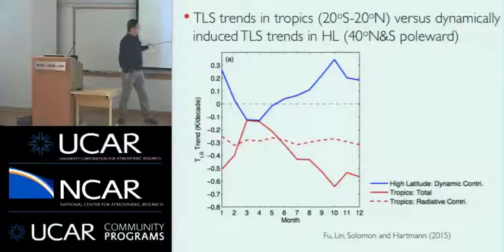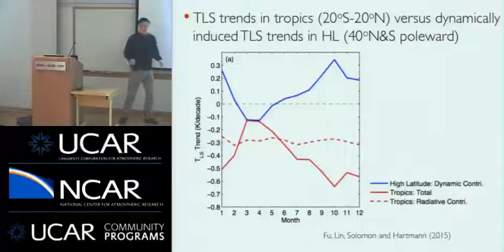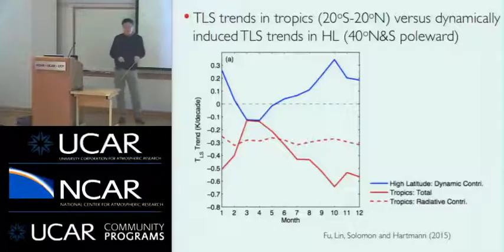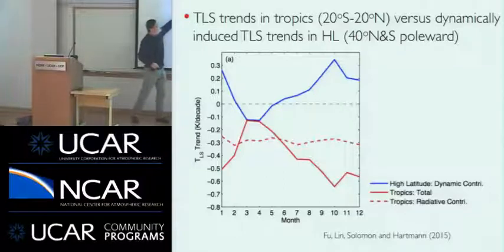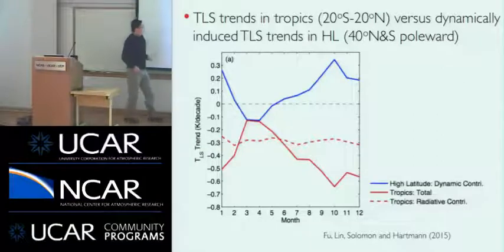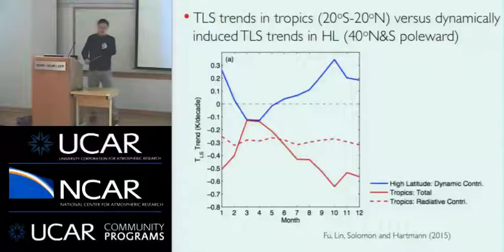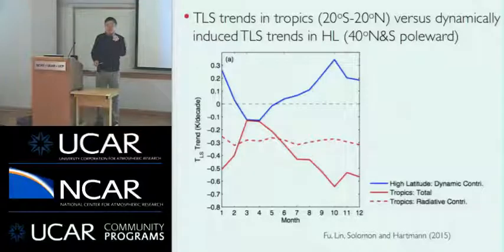The red line is what I didn't do anything to. It's just the observed lower stratospheric temperature trend, averaged over the tropical region, 20 degrees north to 20 degrees south. So you can say these are almost perfectly, relatively correlated. This gave me some confidence in the index, and also some confidence in the reanalysis data I used.